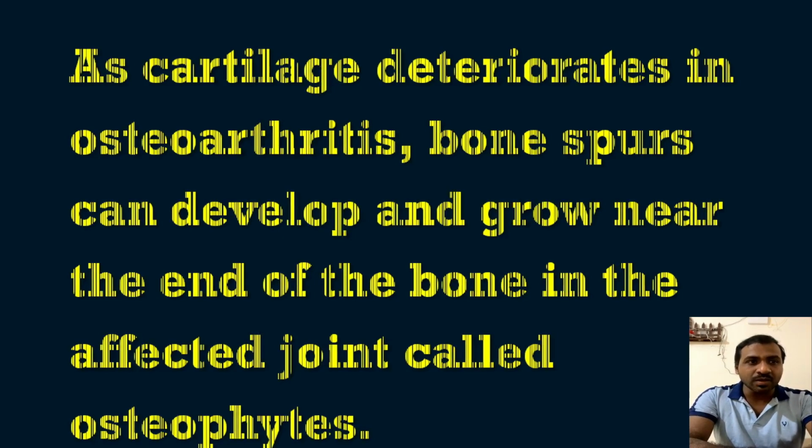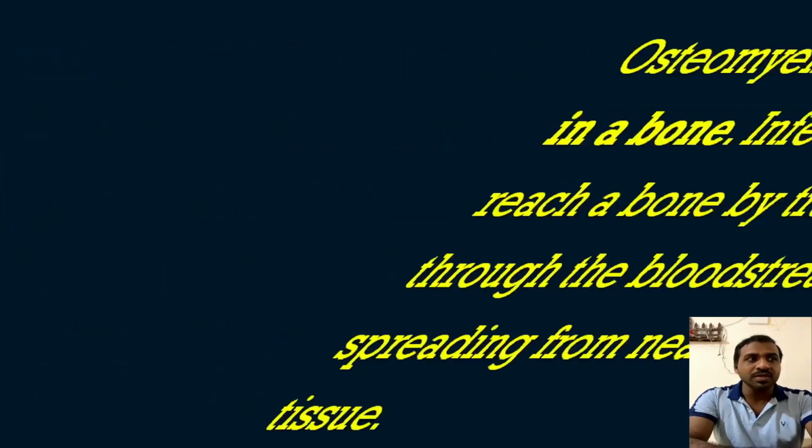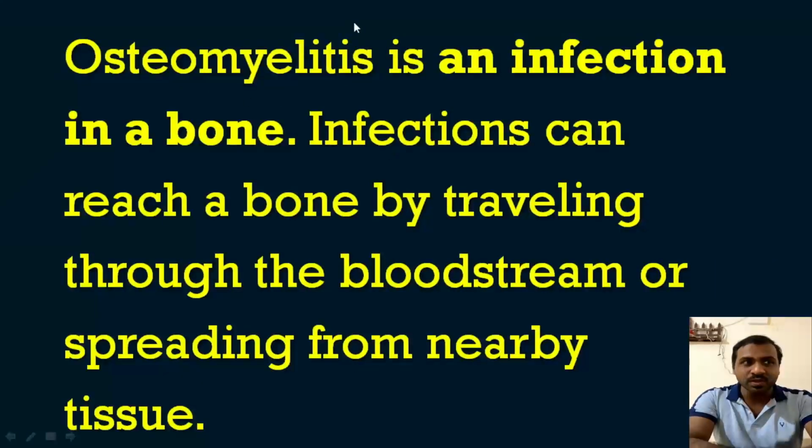Now we will see the other options. The first option was osteomyelitis. So what is osteomyelitis? Osteomyelitis is an infection in the bone. Infections can reach a bone. How can it reach the bone? It can reach by traveling through the bloodstream or spreading from the nearby tissue. So this is in brief about osteomyelitis. It is an infection in the bone.